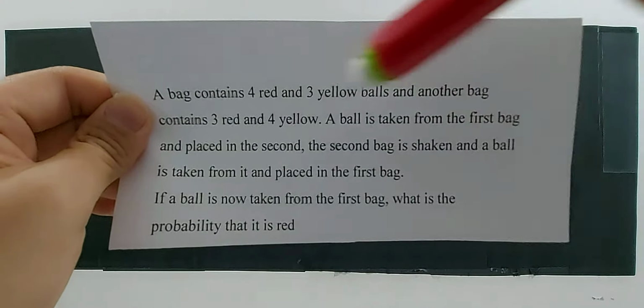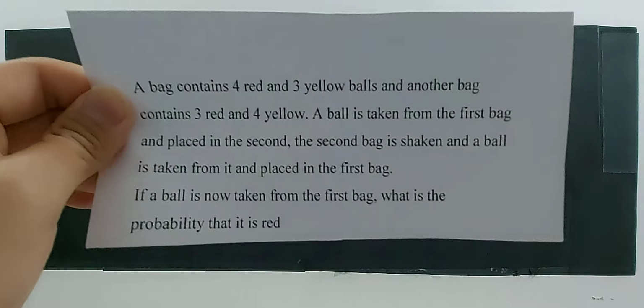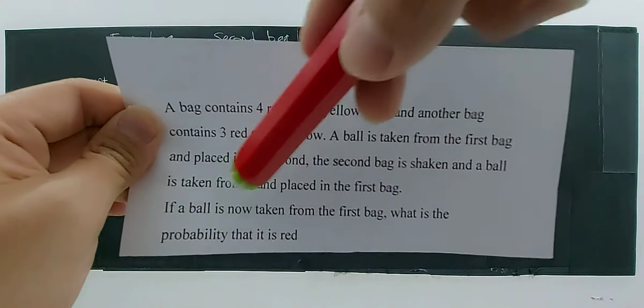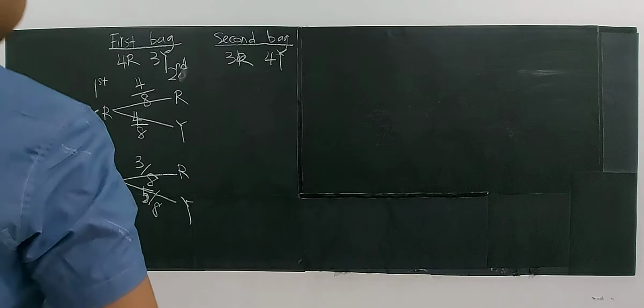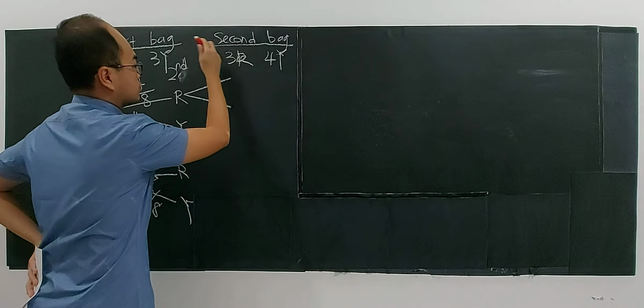And a ball is taken from the second bag and placed in the first bag. Finally, a ball is taken from the first bag. So there are 3 processes here, right? So lastly, the third drawn, the third one.